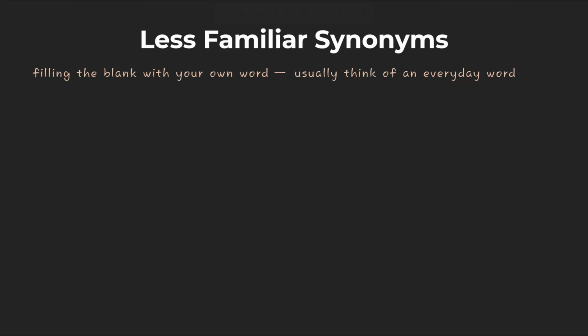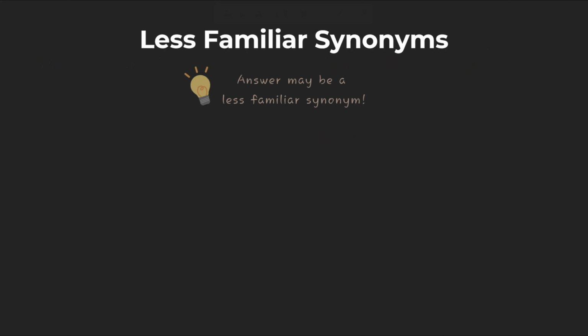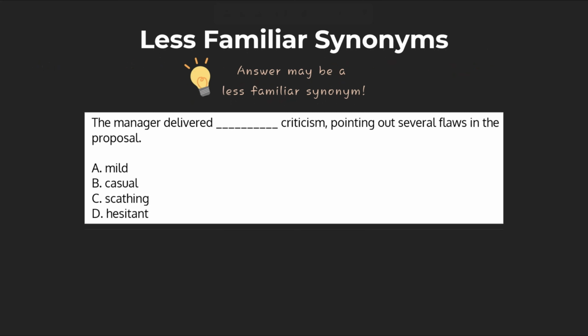Next, we have less familiar or less immediate synonyms. When you fill in a blank with your own word, you'll usually think of a common, everyday word, and that's exactly what you should do. But the correct answer choice may be a synonym that's less familiar or less immediate. For example, the manager delivered blank criticism, pointing out several flaws in the proposal. A. Mild, B. Casual, C. Scathing, or D. Hesitant. You might fill in the blank with harsh or strong criticism.